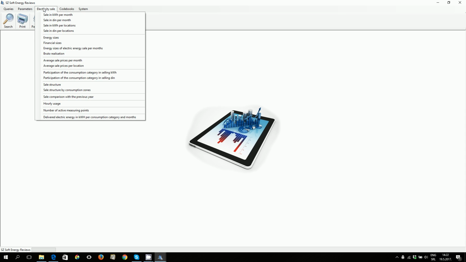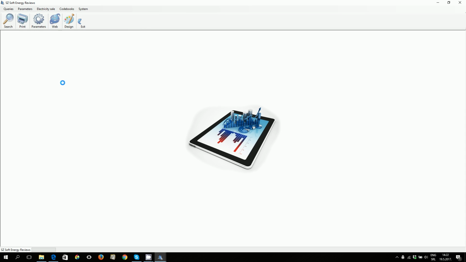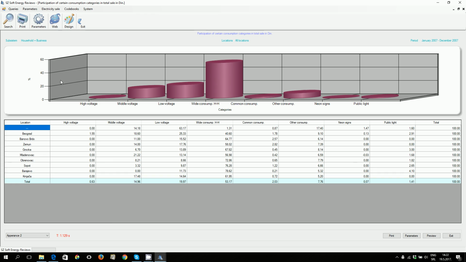I'm continuing to the next function, which is participation of the consumption category in selling in dinars. Similar to the previous function, we have different categories such as high voltage, middle voltage, common consumption, neon signs, public lights, etc. and different locations. If we move to the right side, we can see the total value.